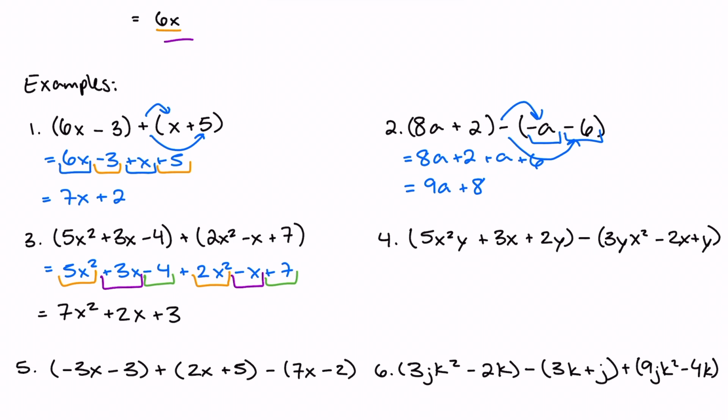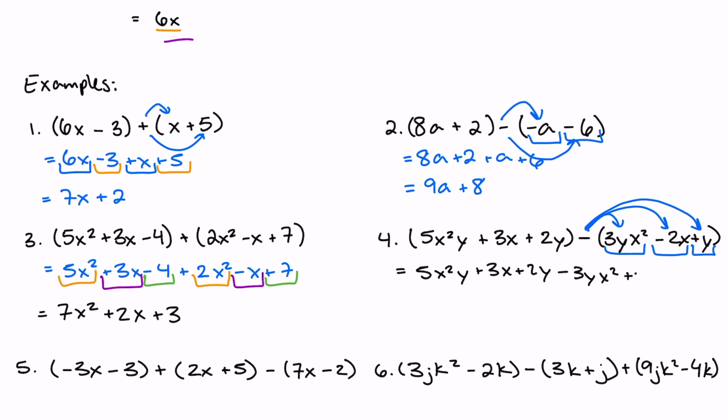For question 4, we have a negative sign being applied to our terms within the brackets. And so we can rewrite our line down below. And now we can apply our negative sign to our terms within the brackets. So a negative and a positive is going to make for negative 3yx squared. And a negative times a negative is going to make a positive. And a negative times a positive is going to make a negative.